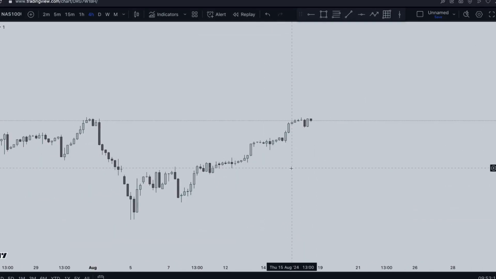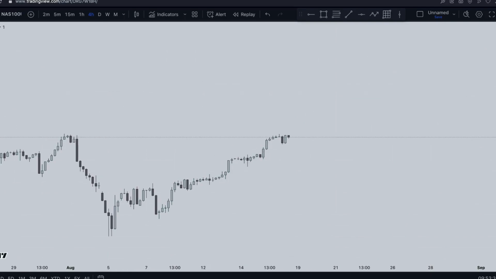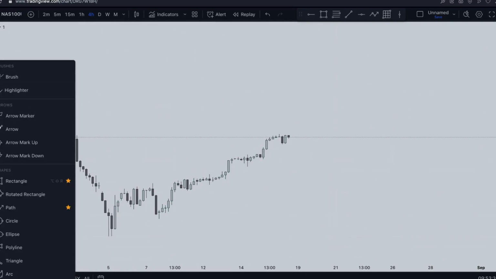Okay, I remember last week I promised you that I was going to make a video of an order block, showing you a true order block, a valid order block. You understand? So let's jump into it, okay? So how do I define my order block?